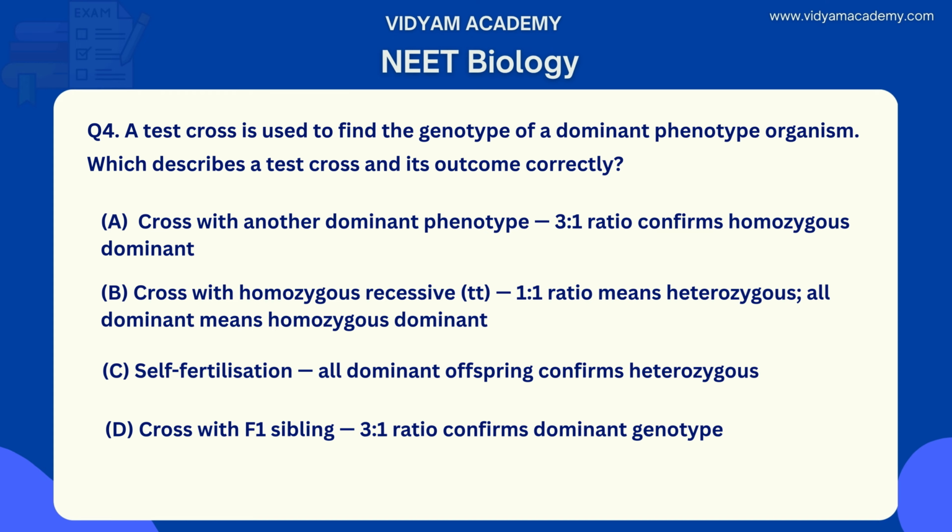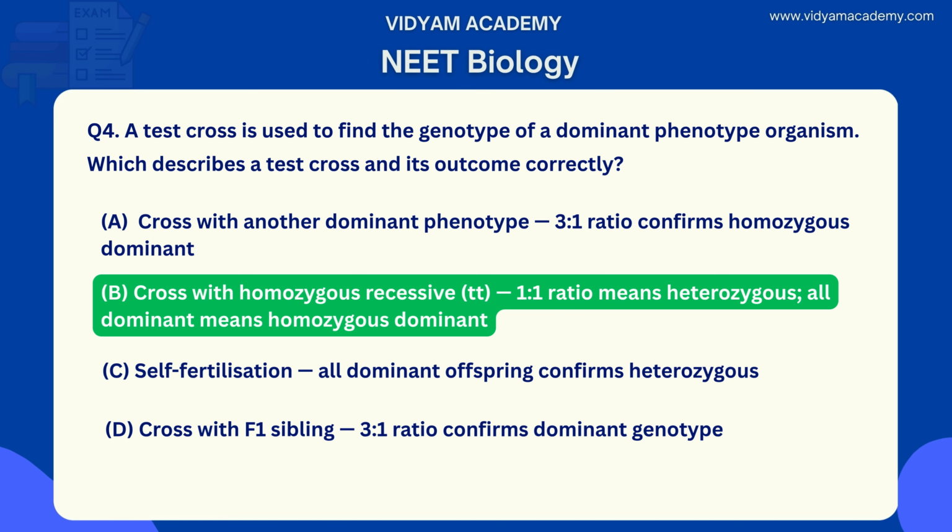What is the right answer for this question? The answer is option B. Cross with homozygous recessive tt, 1:1 ratio means heterozygous.